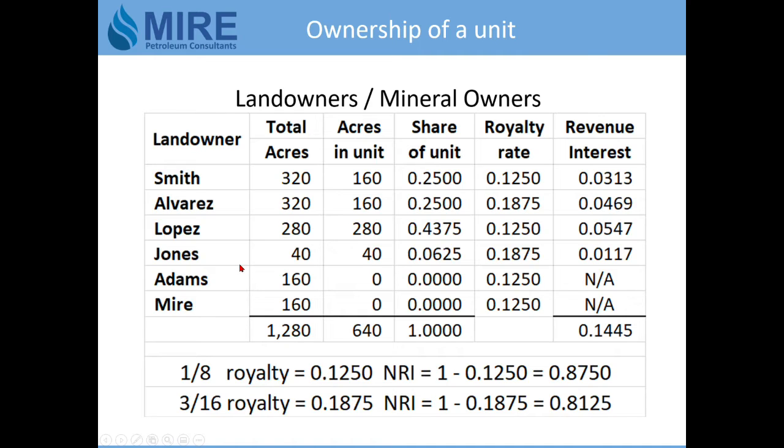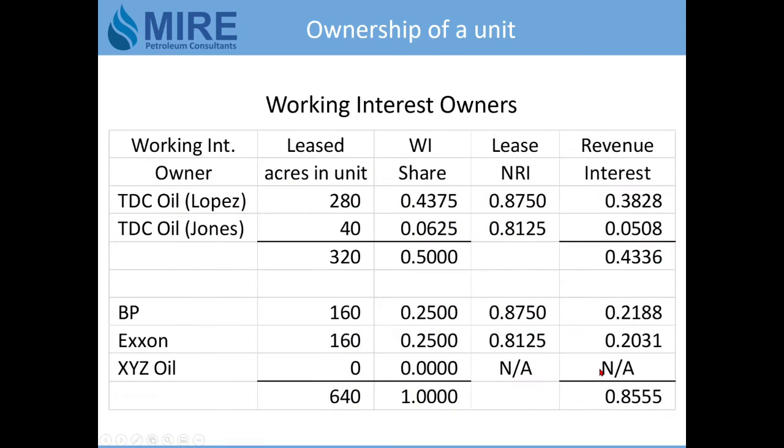So let's look at the working interest owners, the oil companies. Okay, so here's the working interest owners. So we have TDC Oil, BP, Exxon, and XYZ. Now, TDC Oil has two leases, so we separate them out. So we have the Lopez lease and the Jones lease. They have different acreages with different lease revenues because they have different royalties.